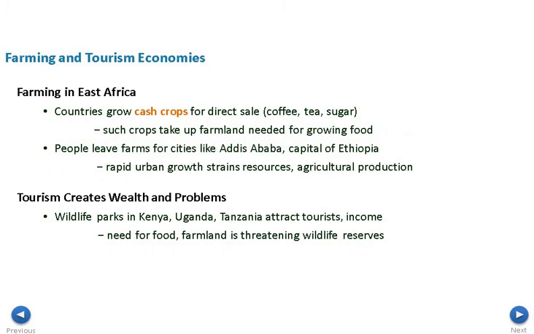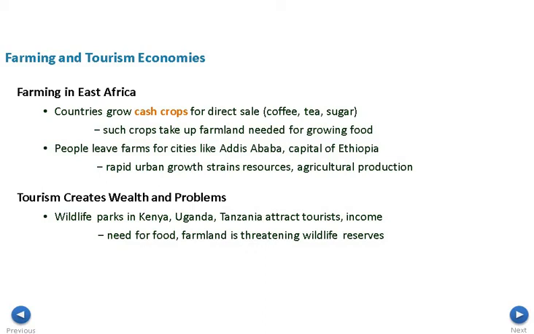Now, what we see in East Africa is that they're going to grow cash crops for direct sale. This is going to be coffee, tea, and sugar, for example, crops that take up farmland to grow. Usually when you see cash crops, this is what the entire country is doing. The country puts a lot of investment into these cash crops, but they take up a lot of farmland to grow crops that really don't make very much money.